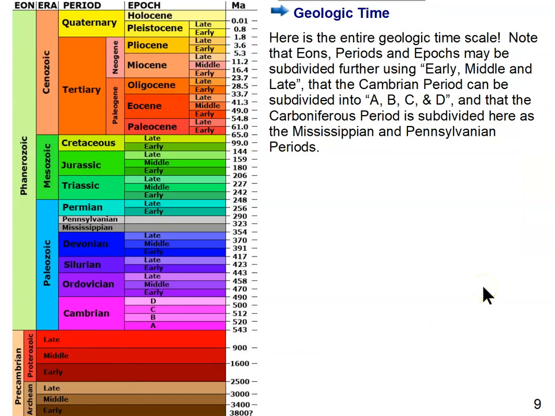This is a look at the entire geologic time scale. And so as you can see, it is divided up in many different ways. But again, here we have the eons and the eras and the periods. It just gives you a better idea of the whole picture, right? And the epochs that I mentioned. And you'll notice that some of the periods are divided up into early, middle, and late. And the Cambrian is even divided up into letters of the alphabet, interestingly. So we're not going to get into it in this much detail, but I wanted you to get a better idea of the entire geologic time scale.